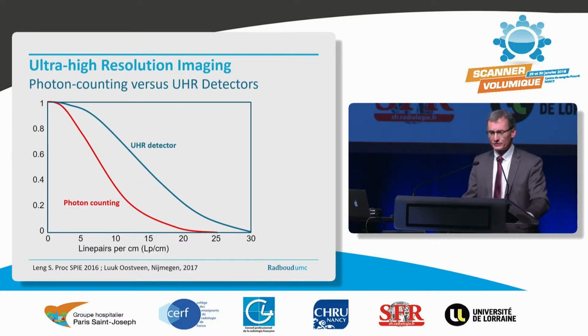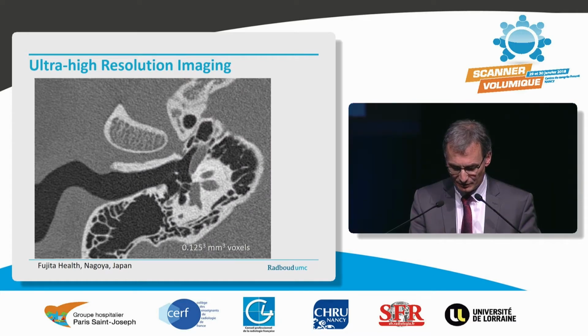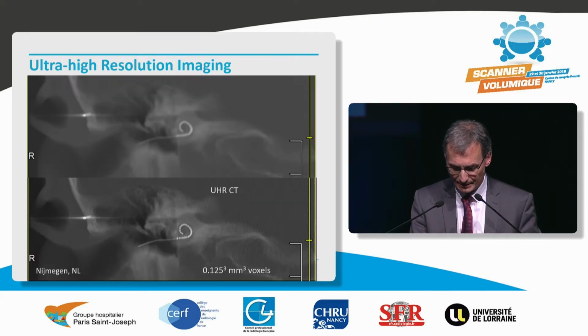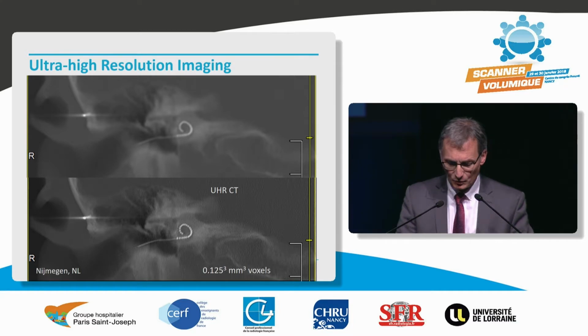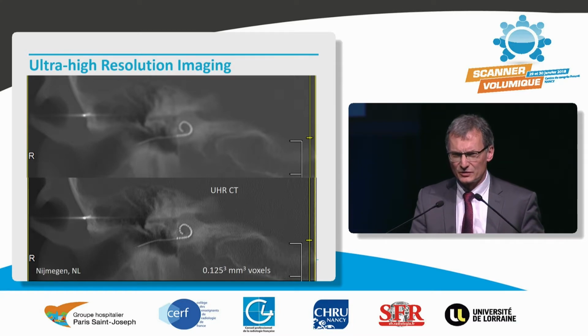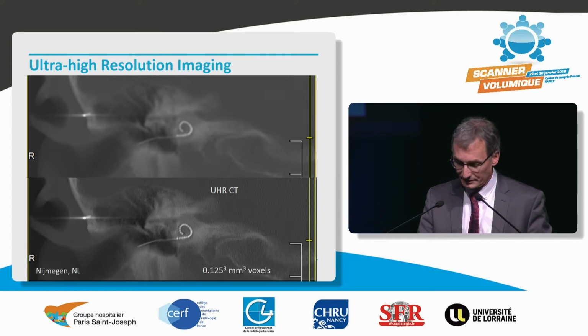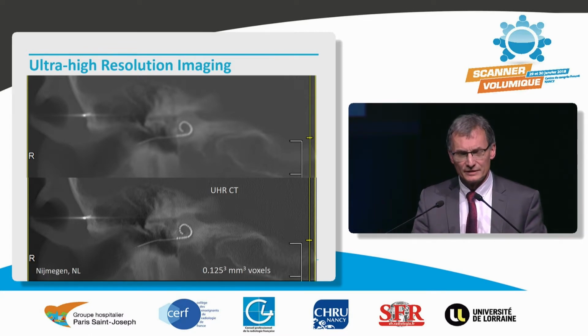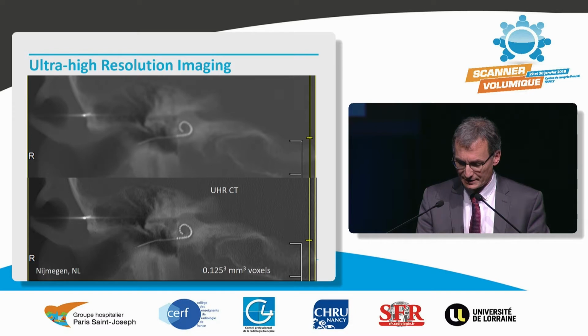This is the MTF that you get. It is substantially higher than what we can see in conventional scanners and in photon counting scanners. Again, the image that we saw. Here's an example where we are looking at tiny electrodes, which are below the resolution of any normal CT. But with this scanner, you can nicely see the electrodes in the cochlea, and we have even succeeded showing whether it's in the scala tympani or in the scala vestibuli.